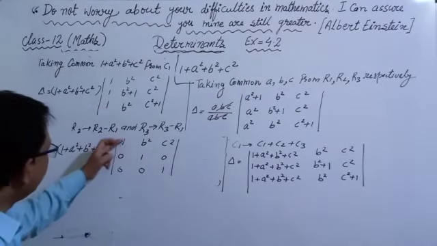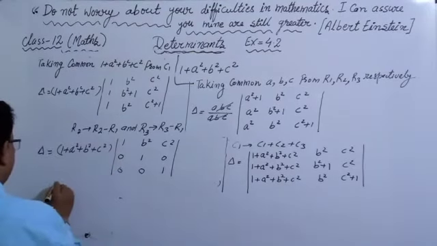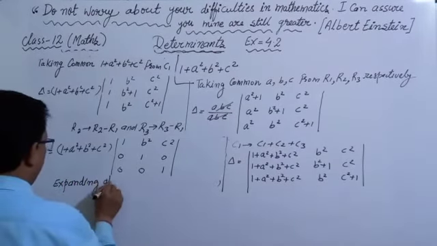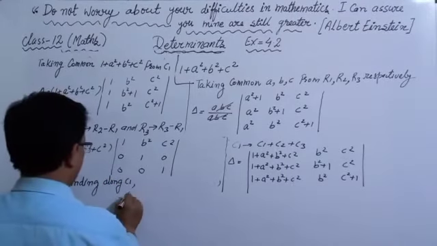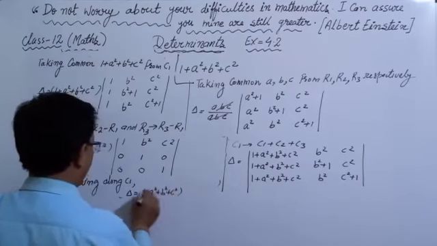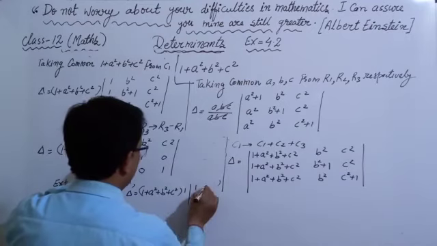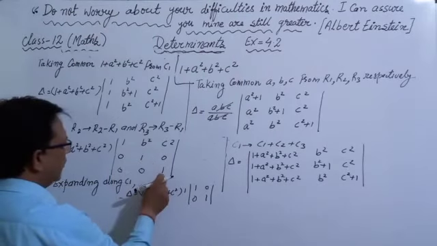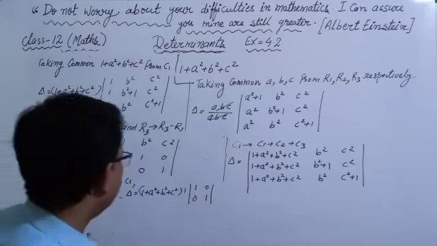Now we expand the determinant along C1, because in C1 we have two zeros. So expanding along C1, we get delta is equal to 1 plus a square plus b square plus c square. Here is 1 and here the determinant 1 0, 0 1, and the remaining elements are 0.